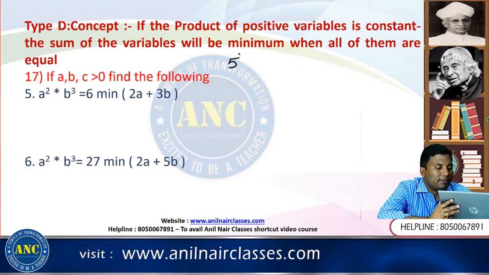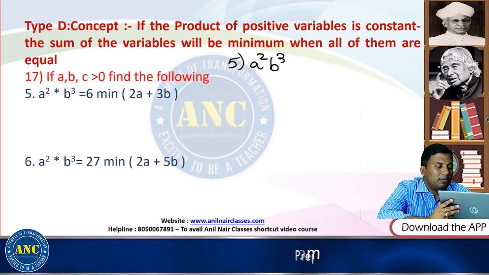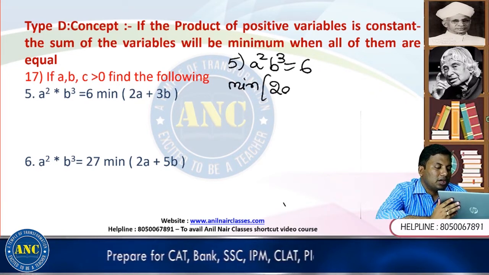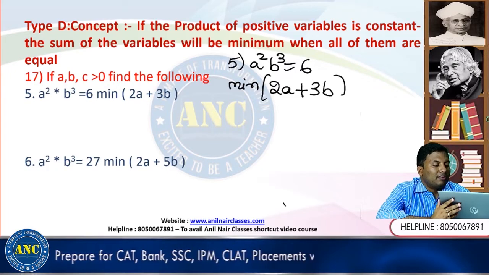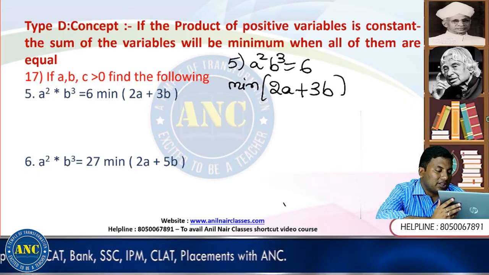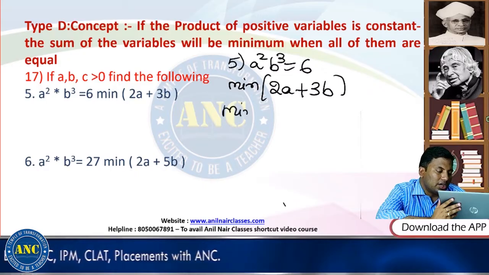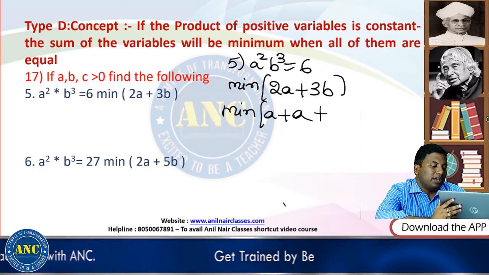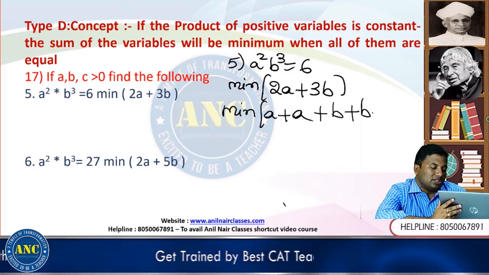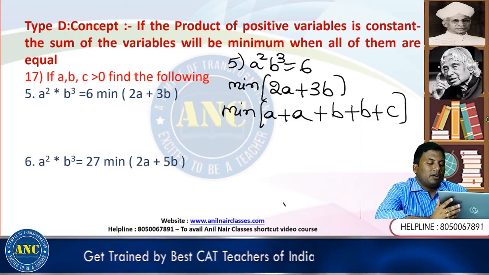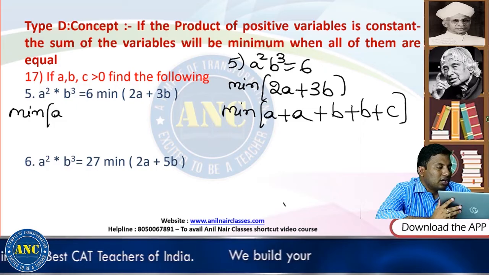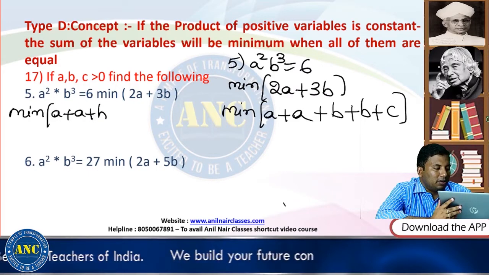Fifth one I will solve. A square b cube is equivalent to 6. Minimum of 2a plus 3b. Degree of a is 1, but in the question degree of a is 2. Divide into two parts, a plus a. Degree of b is 1, but degree of b is 3. So minimum of a plus a, I will write it here, maybe you will not be able to see, a plus a plus b plus b plus b.